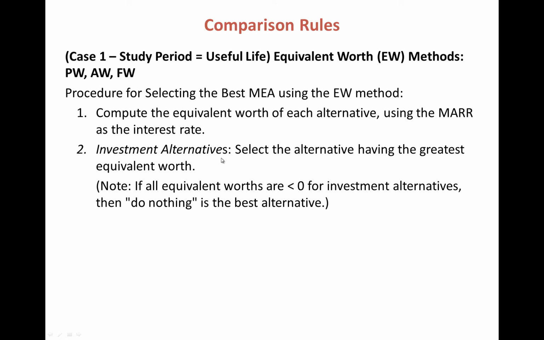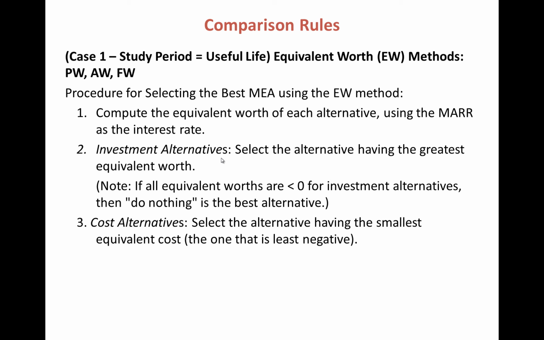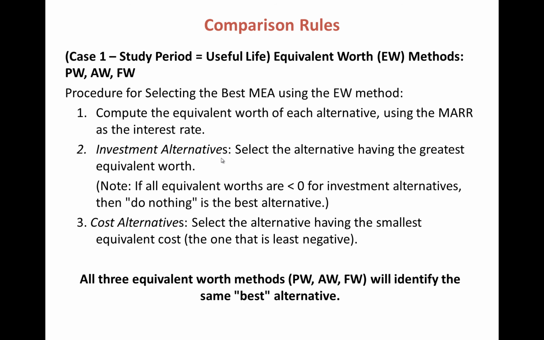Remember, investment alternatives are those alternatives that have a positive cash flow because they're generating revenue over time. Now, if it happens that all of the equivalent worths are less than zero, meaning that we're not able to generate more revenue than costs when discounted at the MARR, we should do nothing in that case. If it's a cost alternative, meaning that we're forced to do something even when we don't have a revenue being generated, then the cost alternative you'd want to select is the one that has the smallest overall equivalent cost. The item or the project that's least negative is the alternative that should be selected.